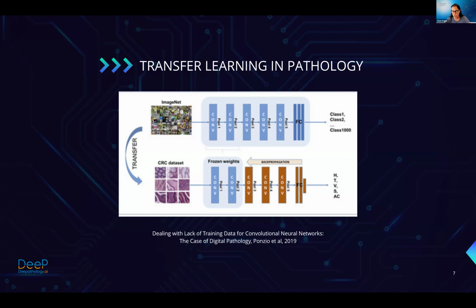Dealt with the lack of training data. They took ImageNet. Do you remember ImageNet? ImageNet was the dataset developed by Professor Fei-Fei Li and her students to serve the competition of classification. So it was available.